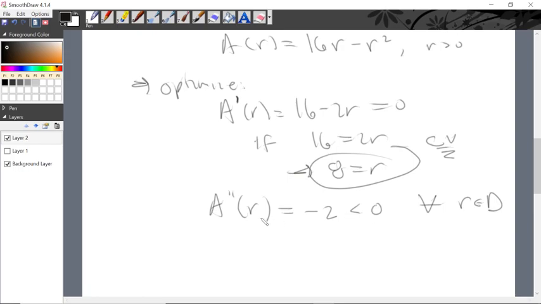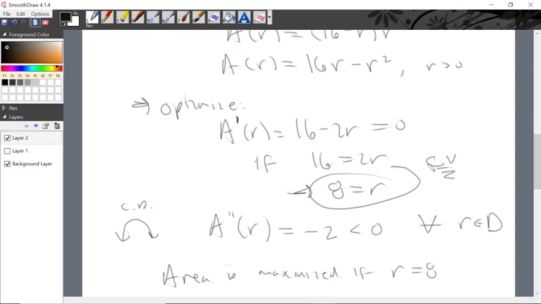So if the second derivative is negative, then that means that we are concave down. And if it's concave down, then that means this must be a maximum. Okay, so A, or area, is maximized if R is equal to 8.